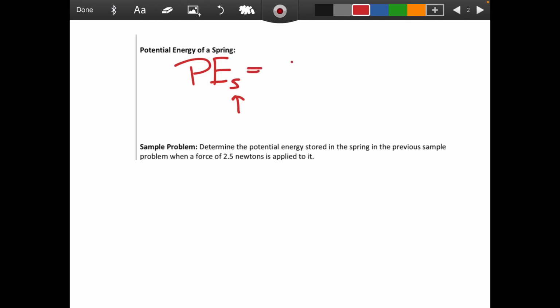And it's similar to the kinetic energy formula in the way that it's set up, 1/2. And we have the spring constant, which is newton meters, times x squared. Okay, so we have PEs equals 1/2 kx squared. Now, this is energy, so it's definitely still measured in joules, just like all other forms of energy. So for the sample problem, determine the potential energy stored in the spring in the previous sample when a force of 2.5 newtons is applied to it.